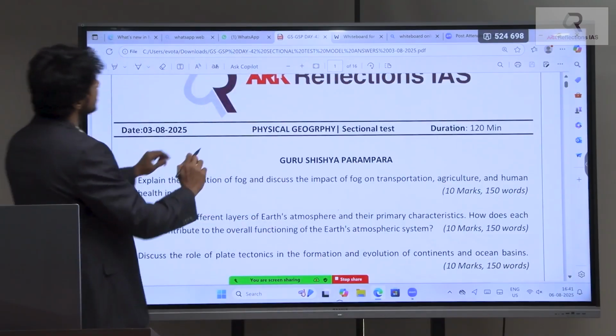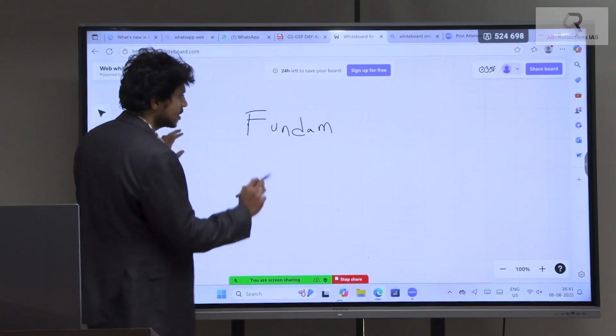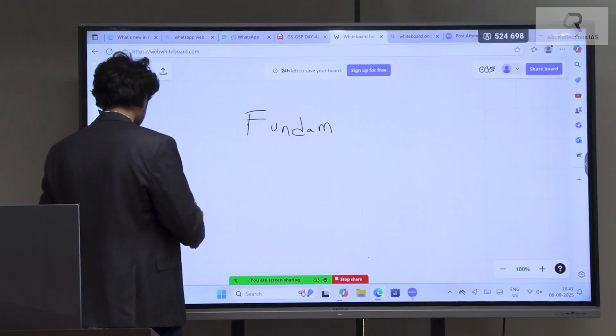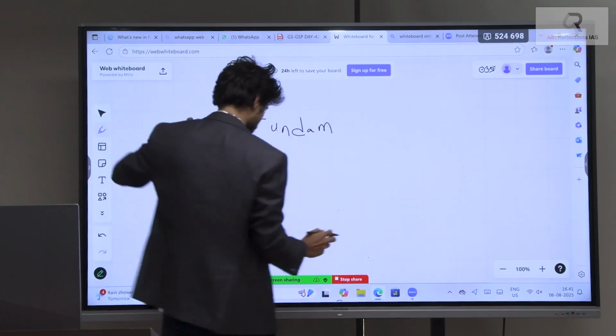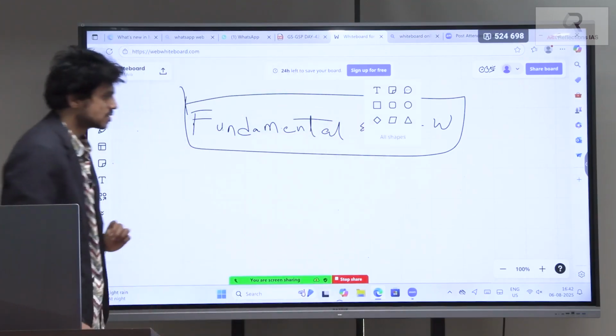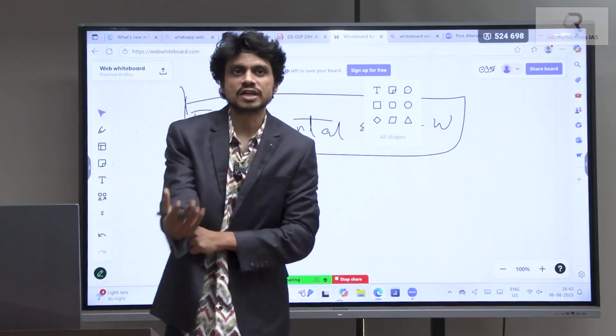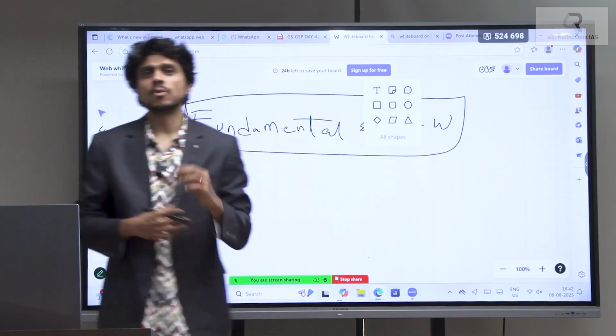Before I get into the concepts of what we are doing, I wanted to revise the fundamental concepts of answer writing, which I have done already. So let's revise a few things quickly, in a rapid manner. First, the question tags.